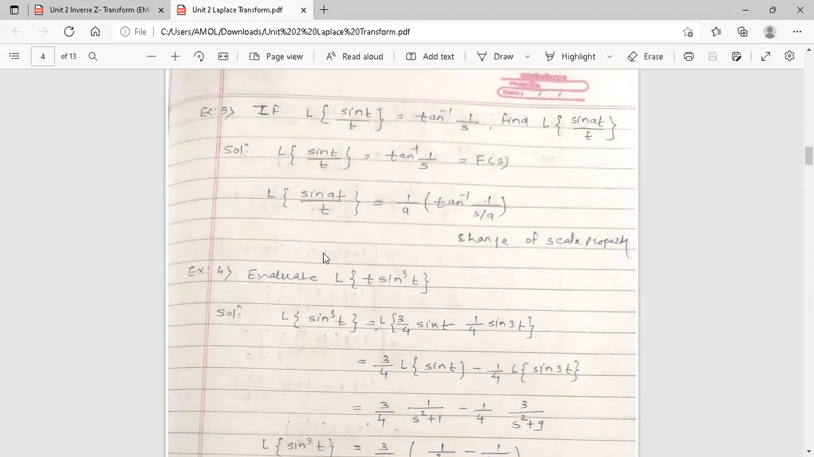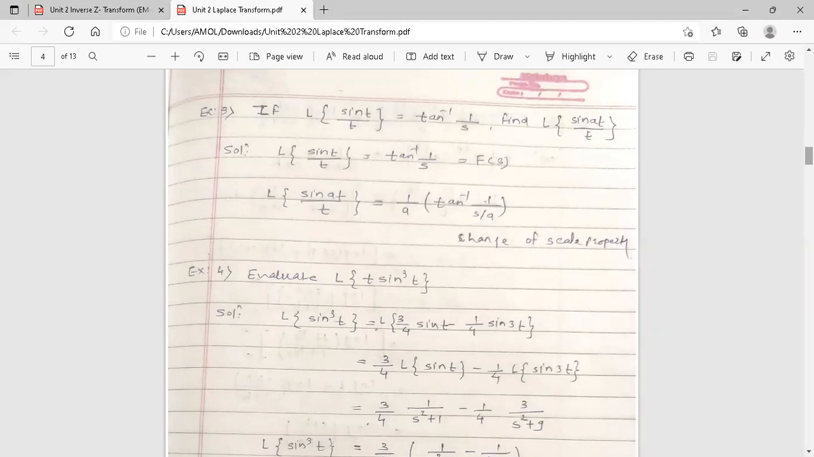Now, third example: if the Laplace transform of sin t upon t is equal to tan inverse 1 by s, find the Laplace transform of sin at upon t. The Laplace transform of sin t upon t is tan inverse 1 by s. It is given. Assume it is equal to f of s. Then what is the Laplace transform of sin at upon t? Then use your change of scale property. Then it is equal to 1 by a into tan inverse 1 upon s by a.